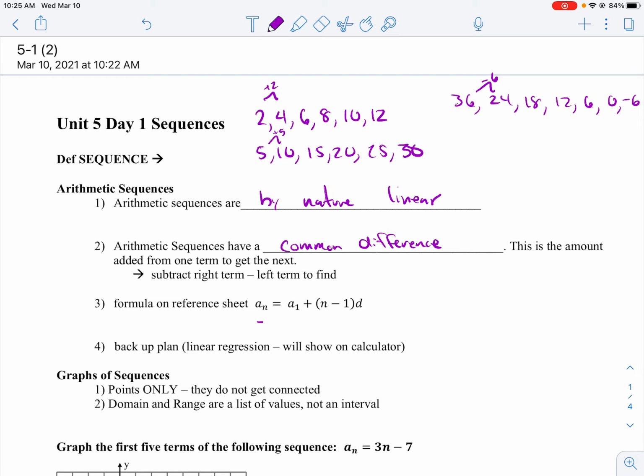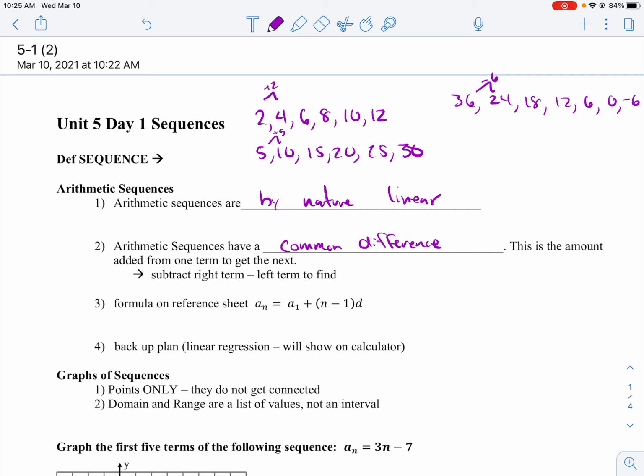Okay, so this is on your reference sheet. This is what the formula for an arithmetic sequence looks like. And this formula allows you to find any term in the sequence. Once you have this formula, which we're going to be doing algebraically and using our calculator, what you'll find is you can find any number in the sequence once you have this. Okay, so let's break this guy down for you.